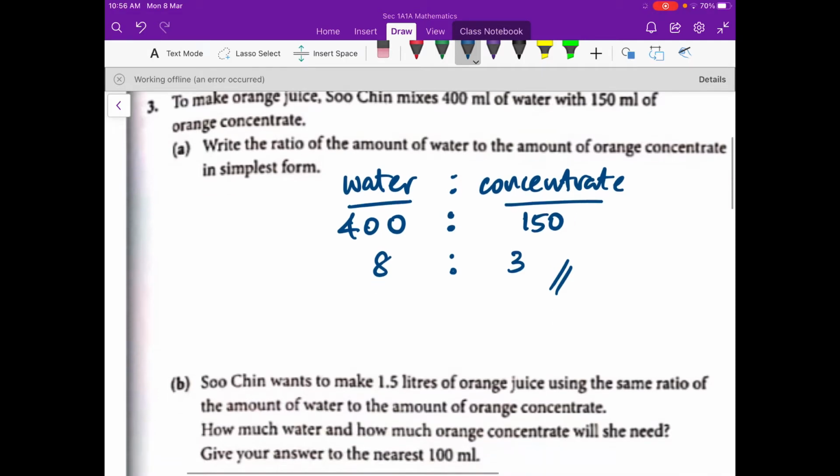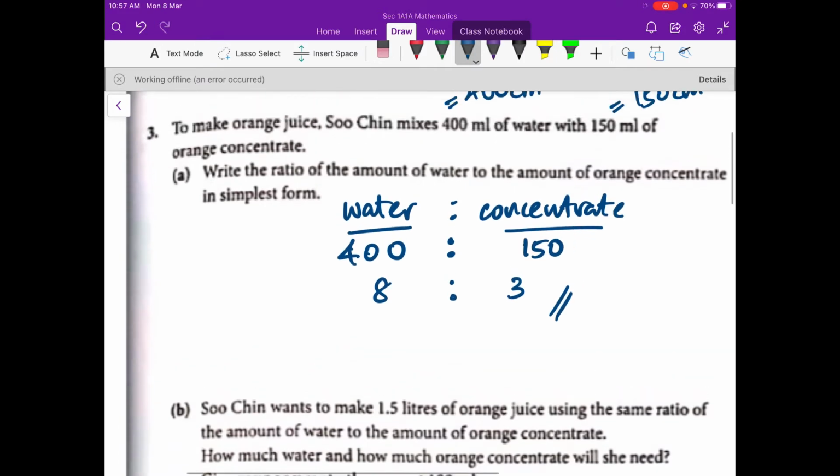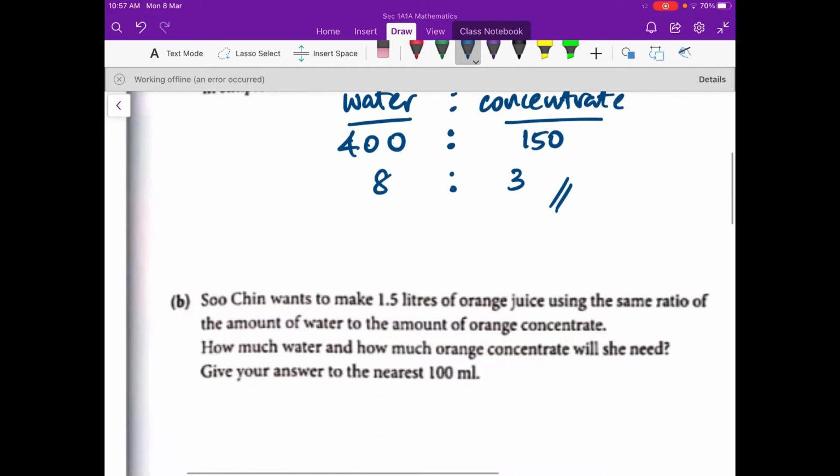So now, she wants to make 1.5 liters of orange juice using the same ratio. This is water. On the right hand side is concentrate. When you mix them together, then you get the orange juice. So in order to get 1.5 liters of orange juice using the same ratio, how much water and how much concentrate will she need? Give your answer to the nearest 100 milliliters.